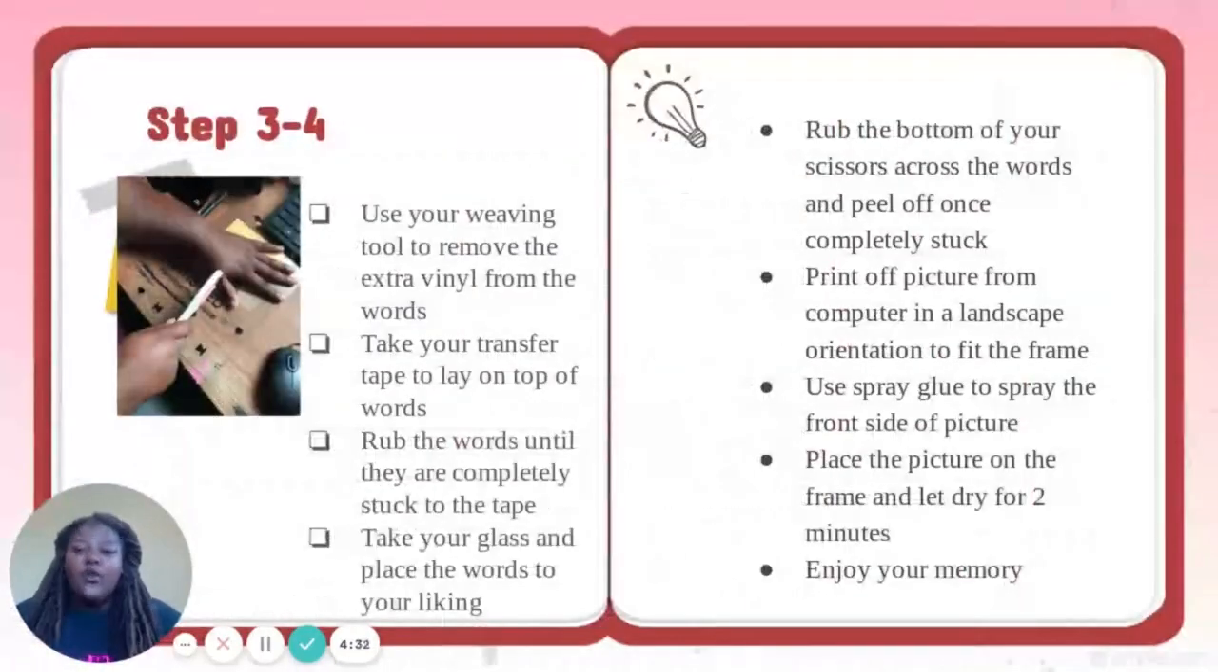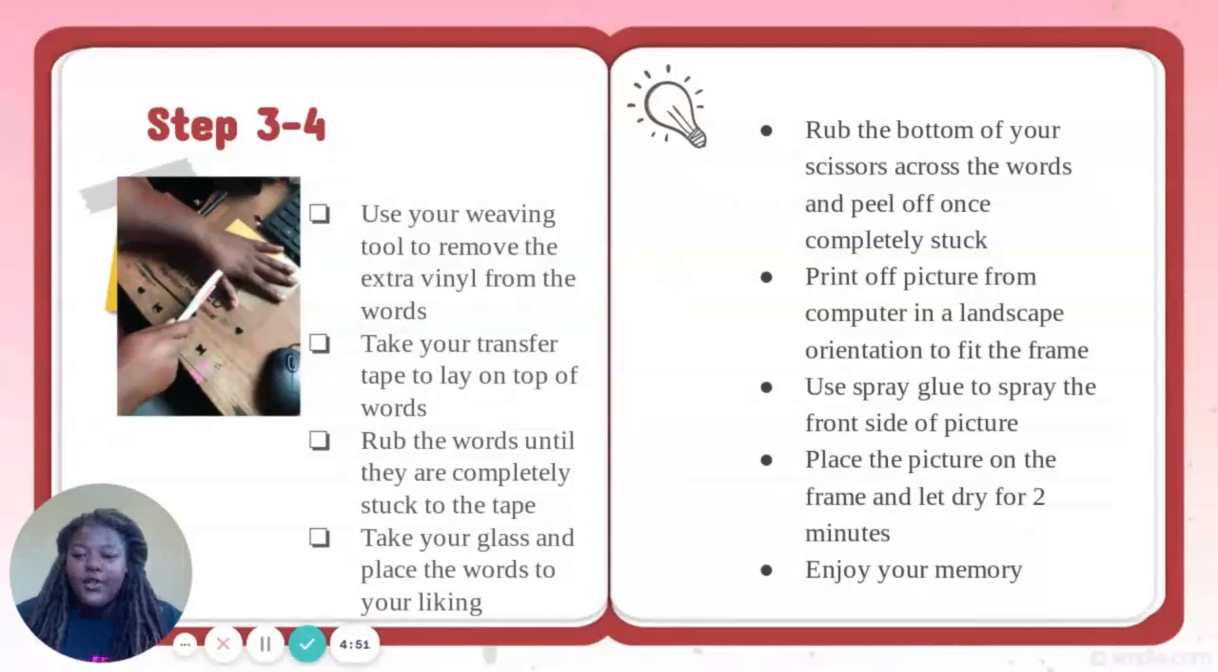Next, you want to use your weaving tool to remove any of the extra vinyl away from the words, and take your tape to lay on top and make sure you rub it so the words will come off smoothly, because once you put it on the frame, you want it to stick clearly so it will stay.